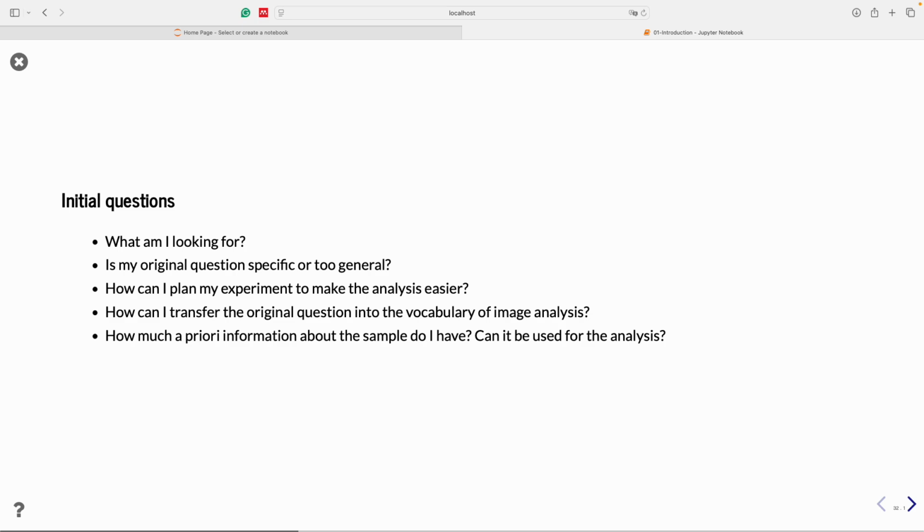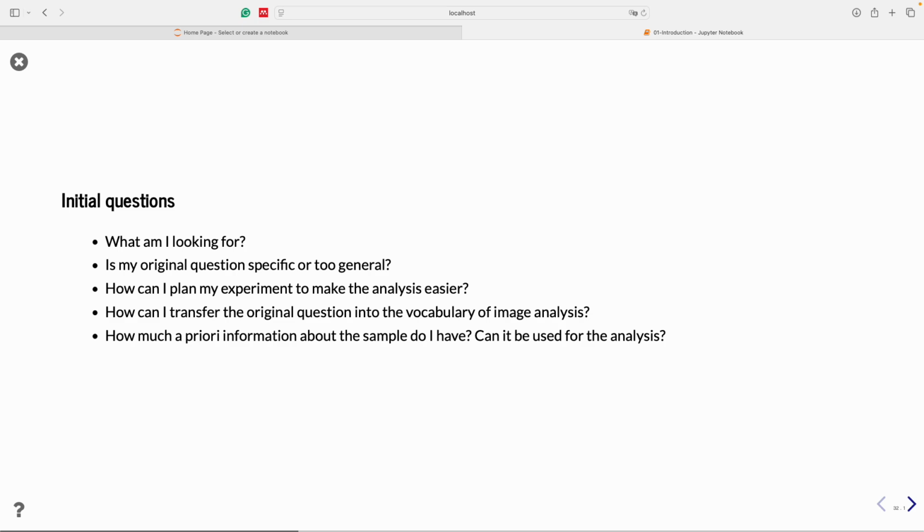And also, a very important question is, how can I transfer my original question, which is related to my special topic, whatever that is? Could be something in medicine. I want to see if an organ is sound or not, or if, as in the previous example, the corrosion is stopped when I do this or that treatment. But those are the questions that are domain-oriented. Now we make images, and we want to know what operations I can use in order to make this analysis.